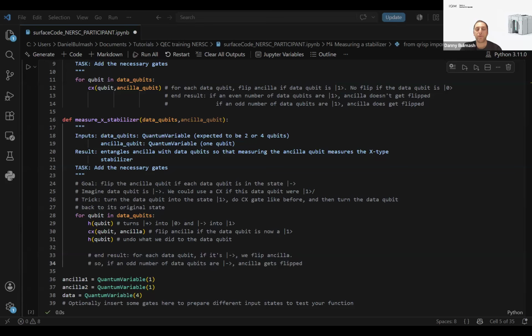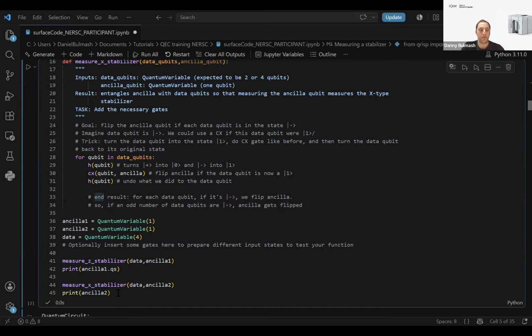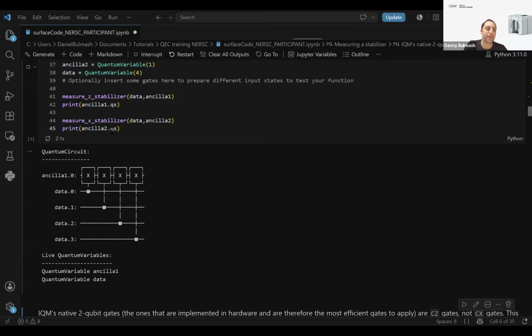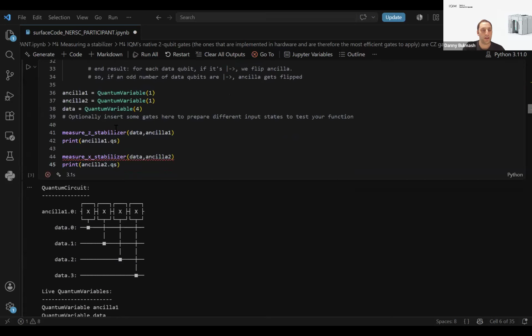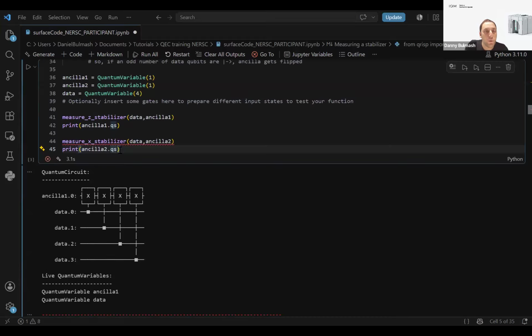If you take a look back through the slides from yesterday, this circuit is exactly there. And we can visualize that circuit by printing the QS, the quantum session, which is what prints the circuits here.